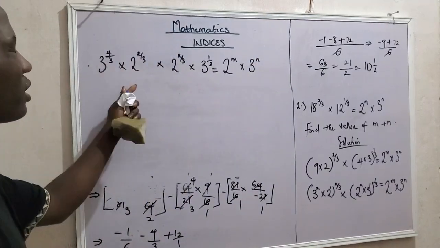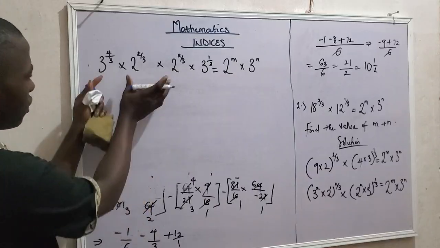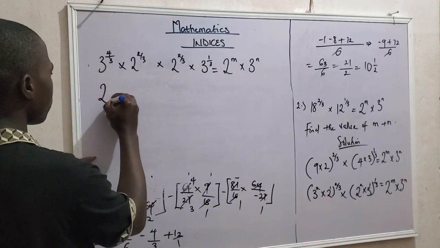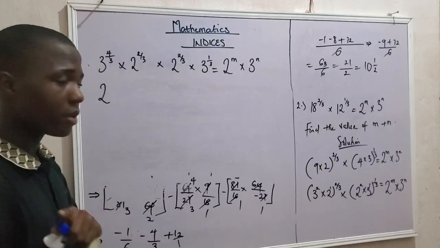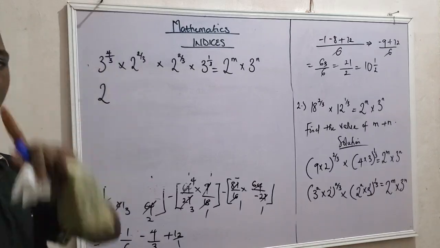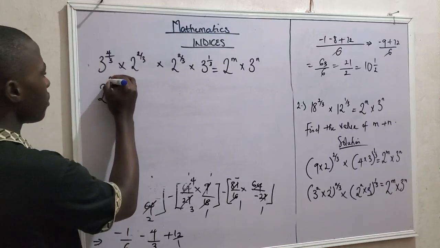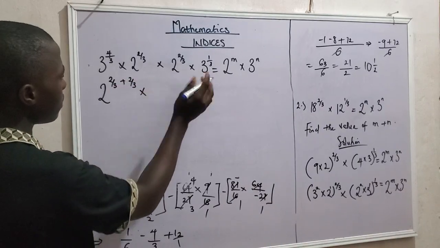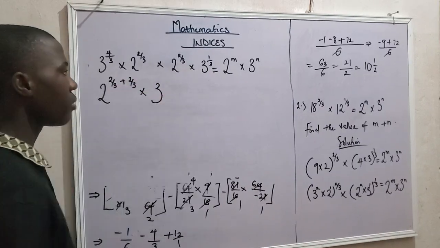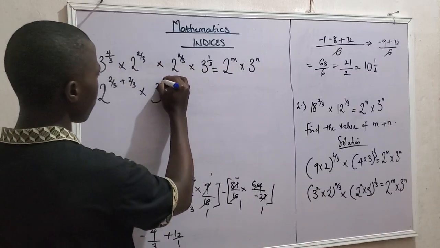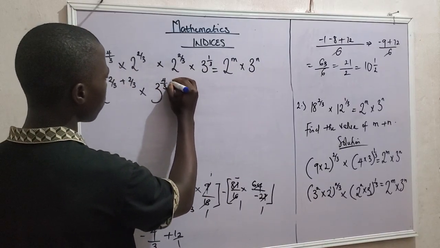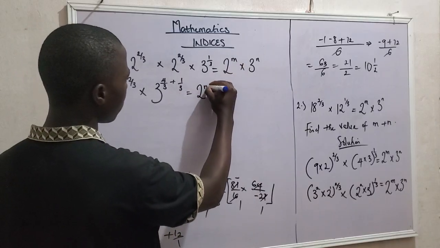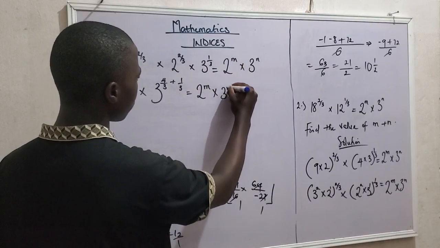Once you apply the multiplication law of indices here, the 2 family comes together and the 3 family comes together. Please don't forget, when we're having a common base, you take one base and sum the power. This becomes 2 raised to the power of 2 over 3 plus 2 over 3, times 3 raised to the power of 4 over 3 plus 1 over 3, which is equal to 2 raised to the power of n times 3 raised to the power of n.